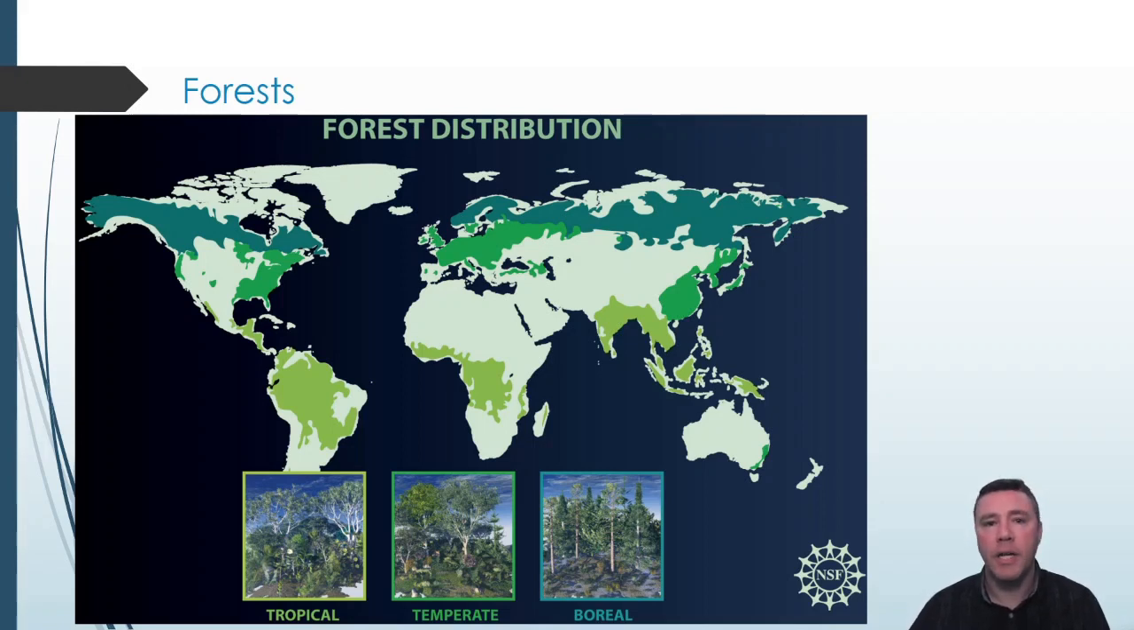Forests can be classified into one of three primary categories based on where they're found: tropical forests in the tropics around the equator, temperate forests primarily in the northern hemisphere just north of the tropics and deserts, and the taiga in a band around the globe in the northern hemisphere.